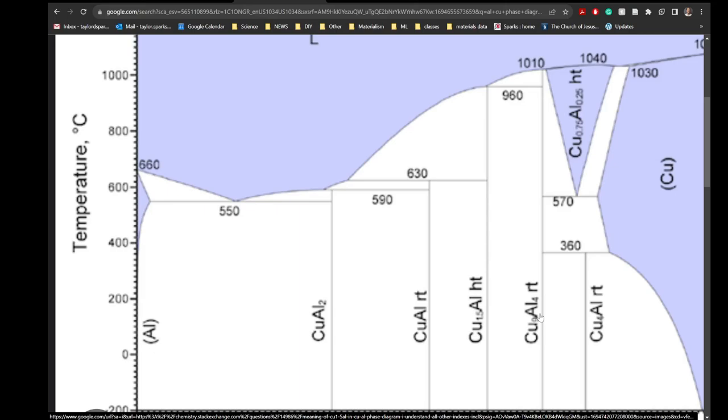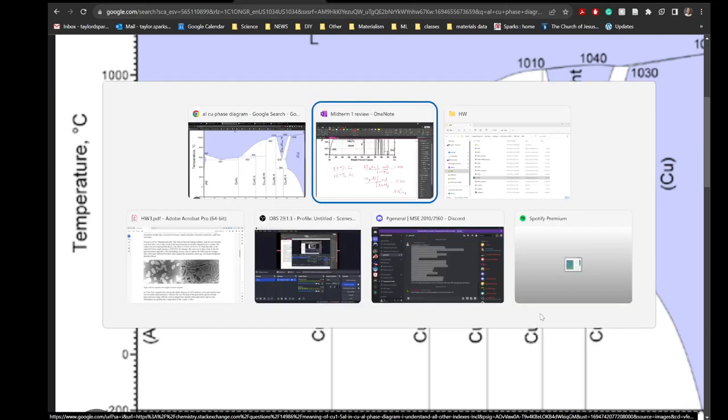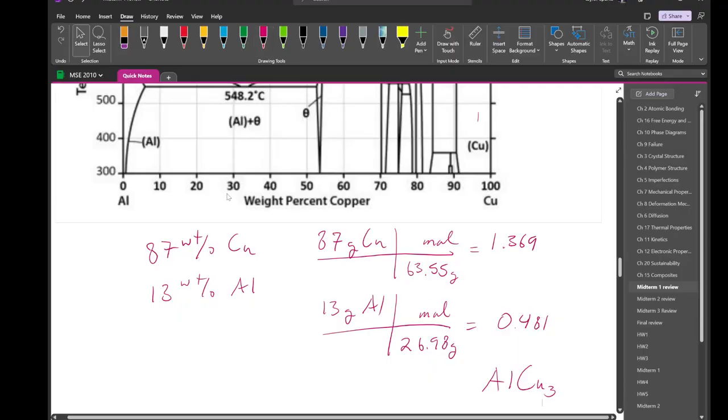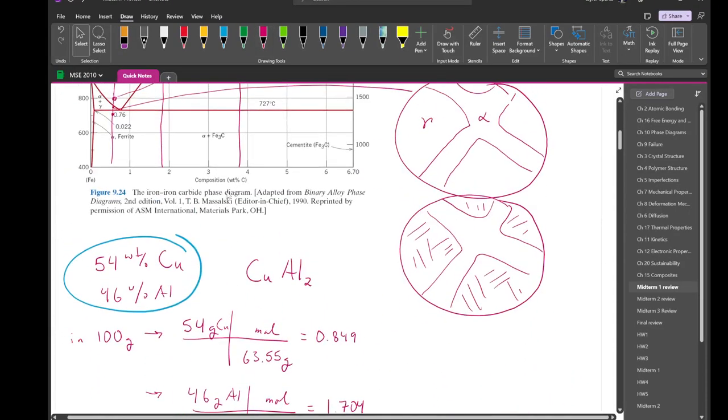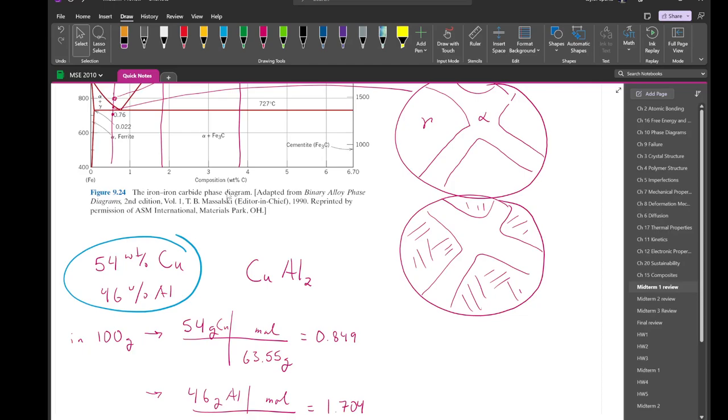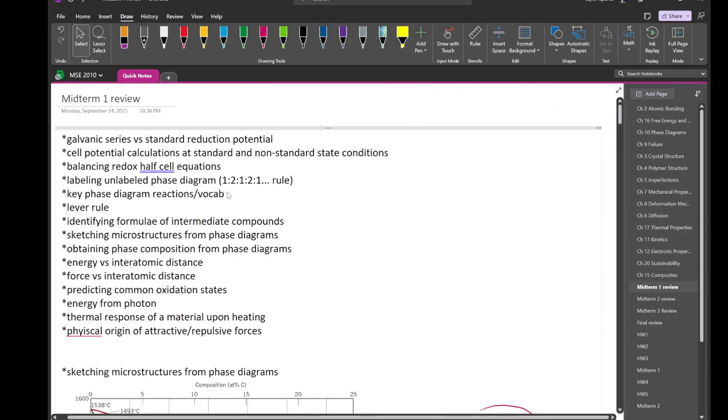Did you ever try to draw G versus T and U versus T graphs? Yeah, I don't think that's on the exam. That's not on the exam, so I'm going to skip that. Are we given freedom on the exam? It's not listed on the study guide, so it's not on the exam. This is the exam, right there.